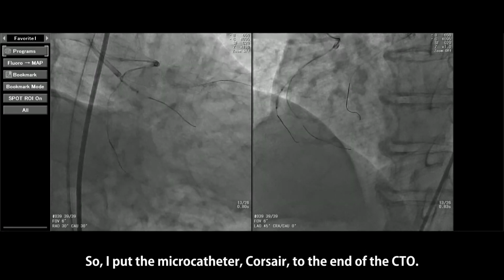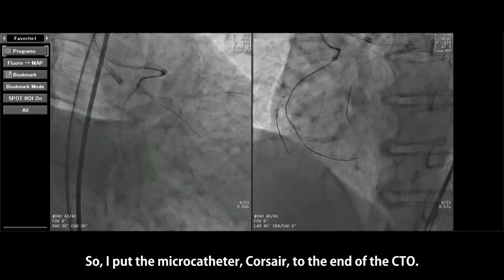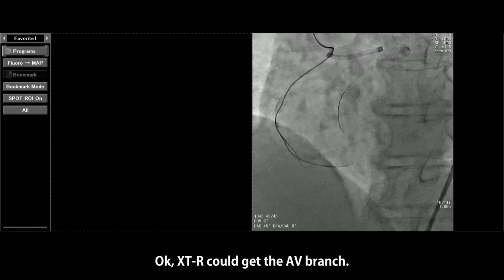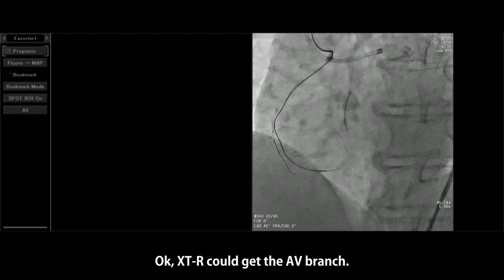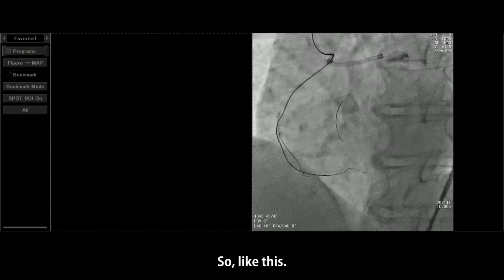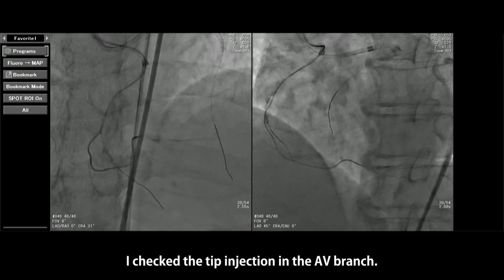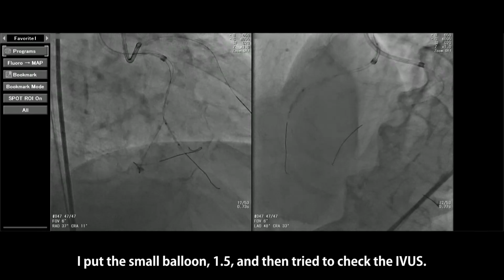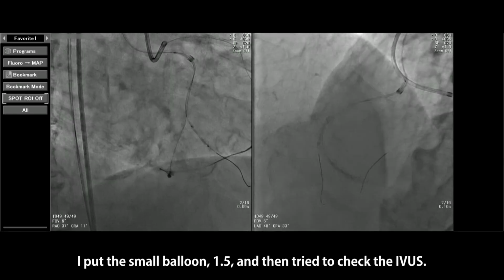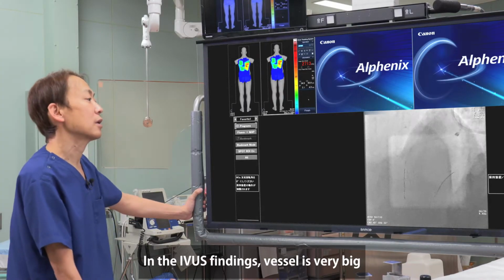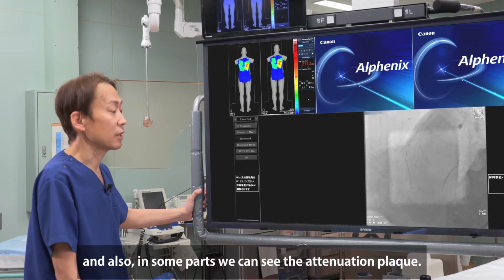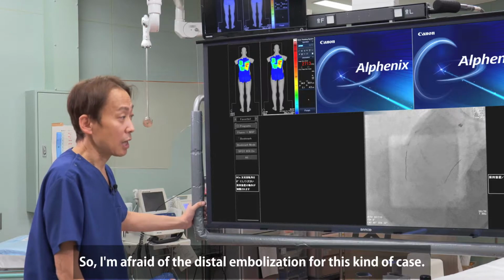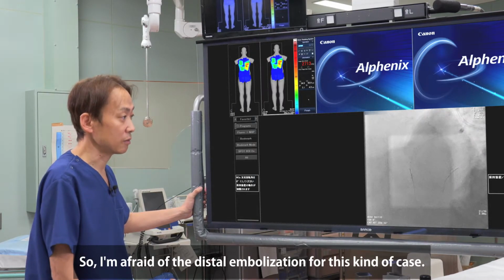So I put the microcatheter Corsair to the end of the CTO and changed the wire from the Gradius to the XTR. Okay, XTR could get the AV branch. So like this, I checked the tip injection in the AV branch. So I put a small balloon, 1.5, and then tried to check the IVUS. So in the IVUS findings, the vessel is very big, and also in some parts we can see attenuated plaque. That means the plaque is very much. So I'm afraid of distal embolization for this kind of case.